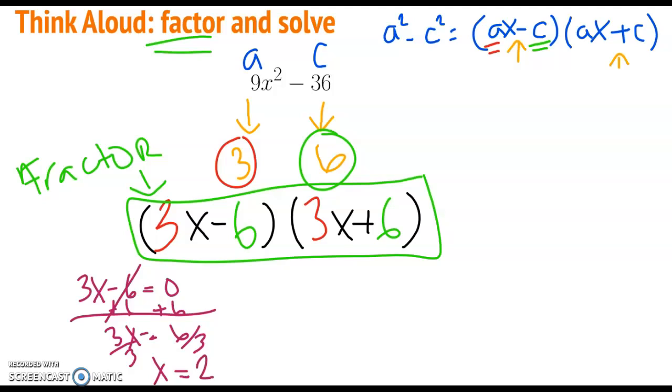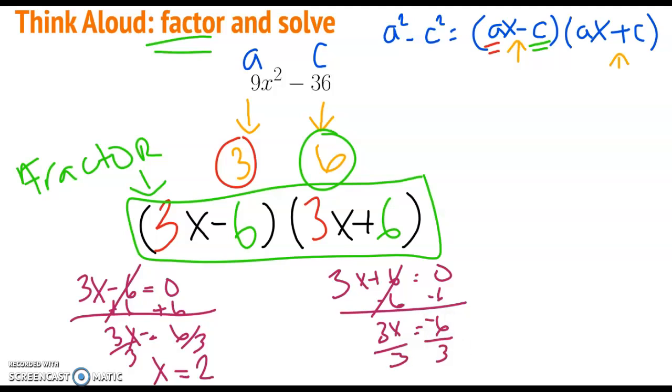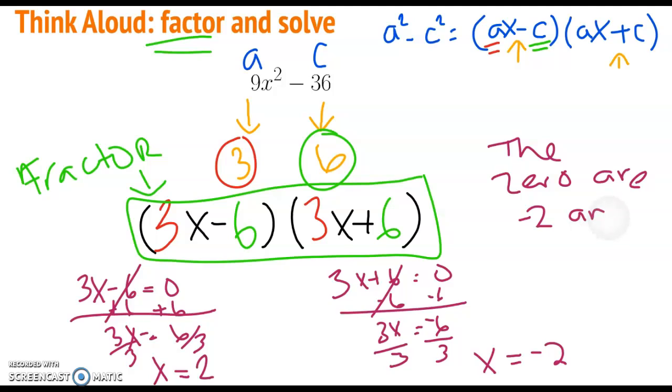All right, and then I'm going to do the next one, 3x plus 6 equals 0, and then I start all over again. Remember, it is a negative 6. Negative 6 divided by 3 does give me a negative 2. So I could say my solutions, or my zeros, are, remember solutions and zeros are the exact same thing, negative 2 and a positive 2.